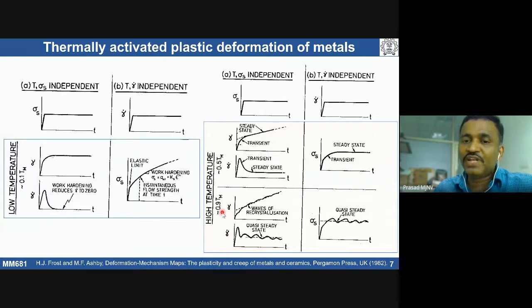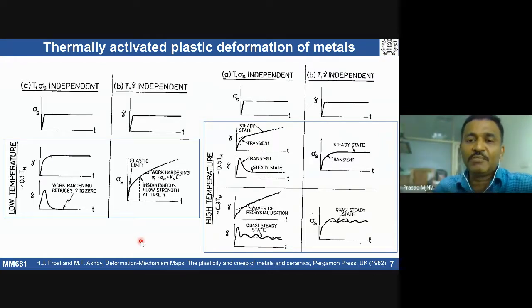If you go to very high temperatures, we may see some kind of wavy nature of a creep curve. So some kind of quasi steady state may be attained. But there will be a lot of waviness because dynamic recrystallisation can take place even during creep deformation. So this is basically what I'm talking about.